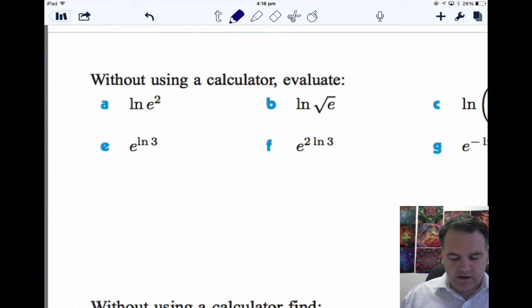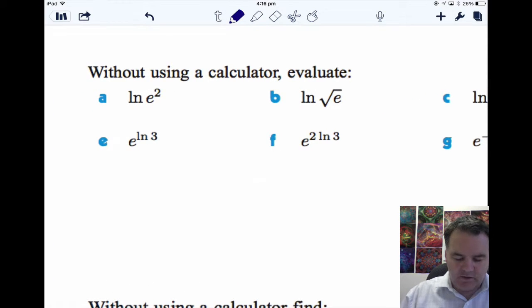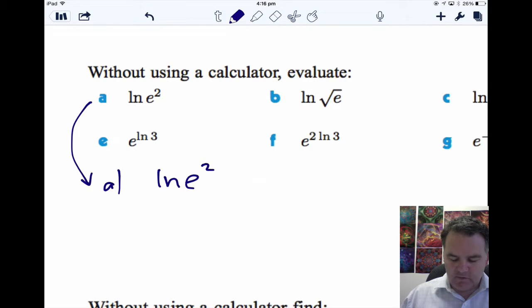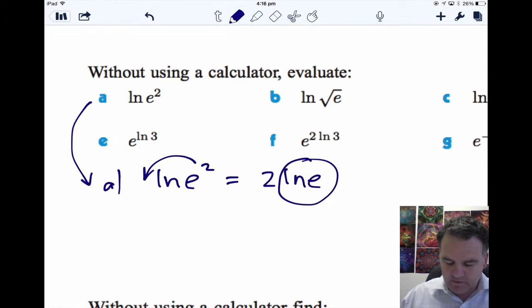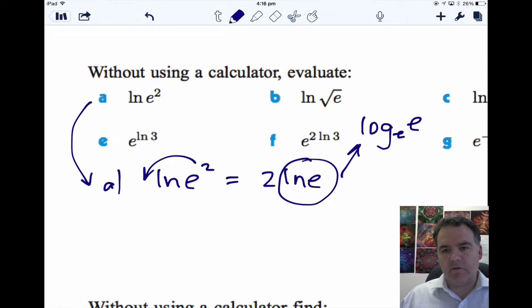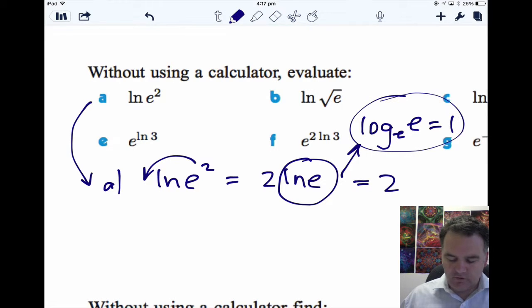Without using a calculator, evaluate ln e squared. So if I was to do part A, I know ln of e squared is the same as 2 ln of e. That number just comes down the front. Therefore, natural log of e is really saying log base e of e. So e to the power of something equals e, obviously that is 1. So the answer to the whole thing is 2.